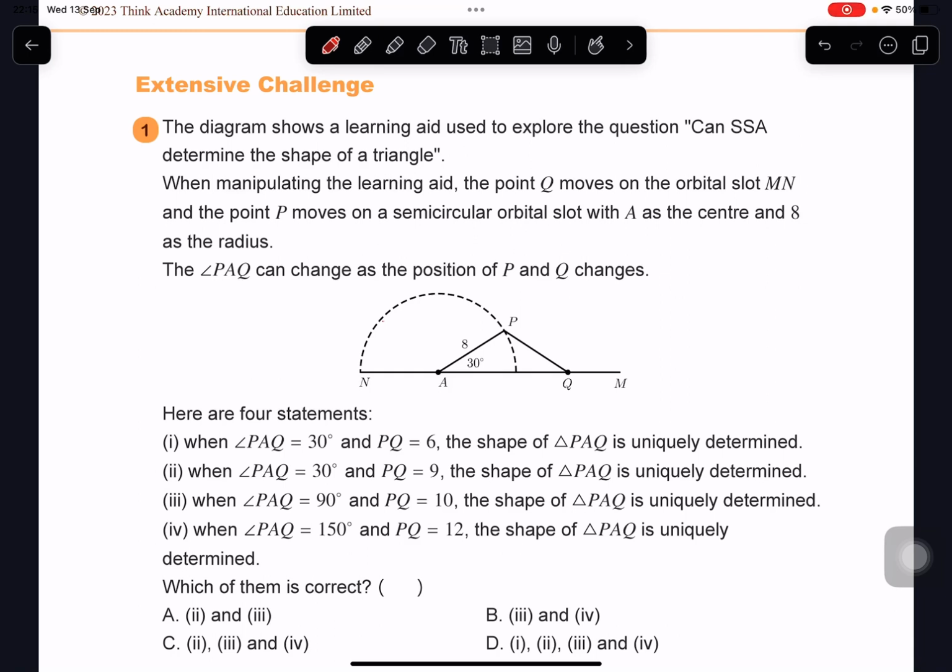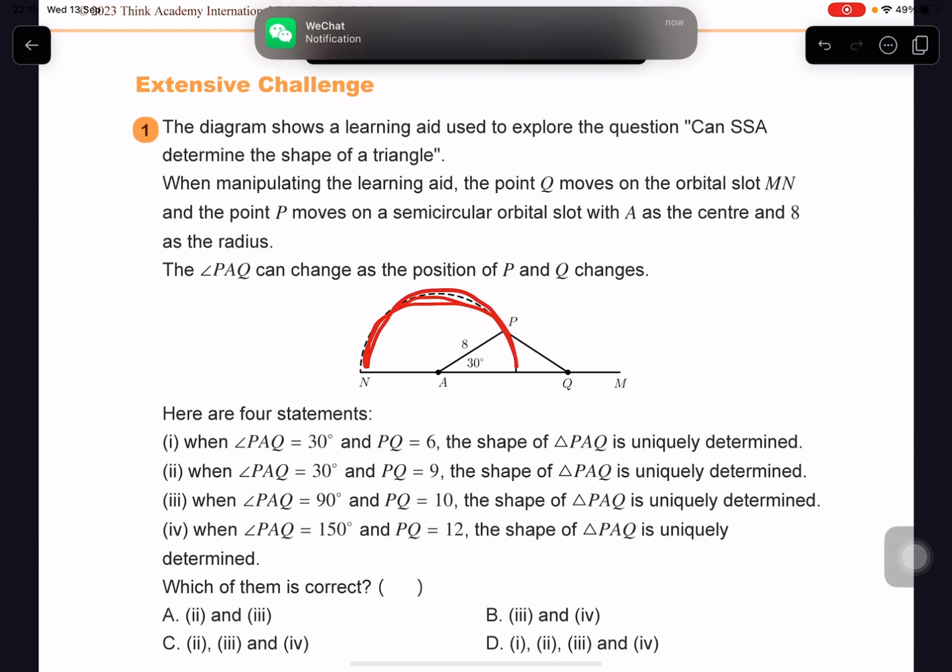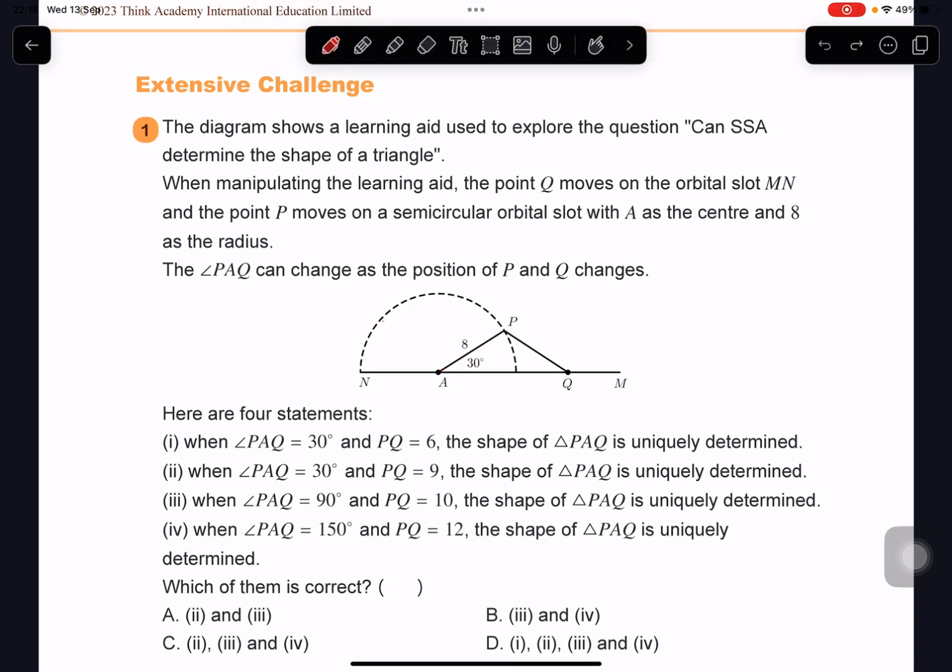Now let's take a look at the extensive challenge question 1. It says that I have a learning aid used to explore the SSA model, where Q can move on MN, where P is moving around this semicircular slot with a fixed length of 8, with NA as the center.